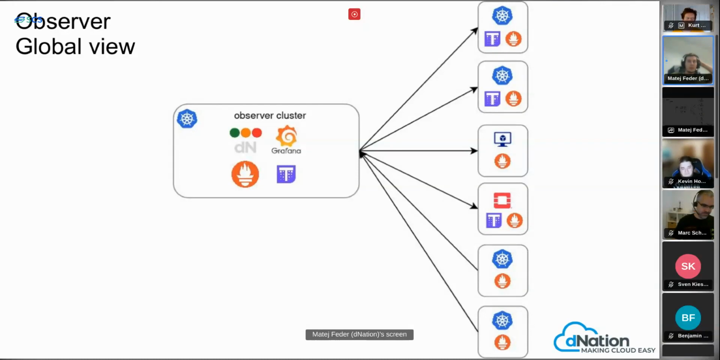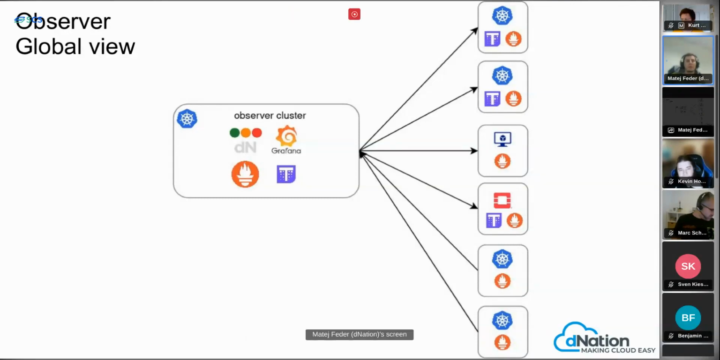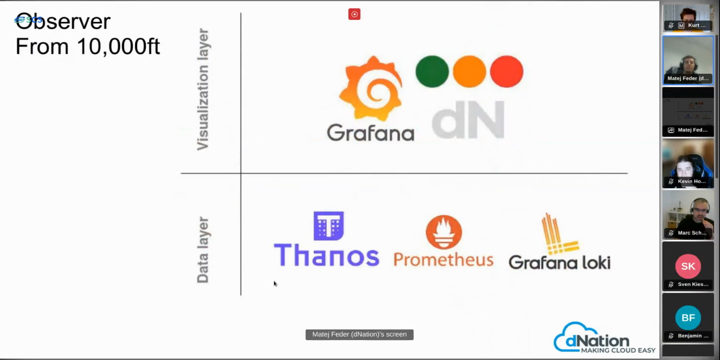You can see the observer cluster on the left side of the slide, which contains the Prometheus and Thanos components along with the visualization layer. In our observer infrastructure, only the observer cluster contains the visualization layer, which means Grafana. You can also see our infrastructure endpoints that the observer cluster can scrape. We have also been experimenting with the Prometheus remote write feature, allowing some endpoints to send metrics to the observer's remote write endpoint.